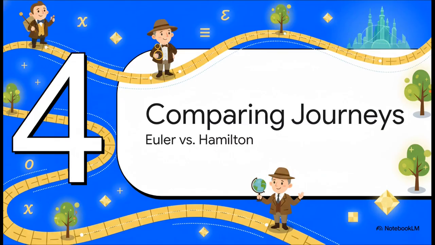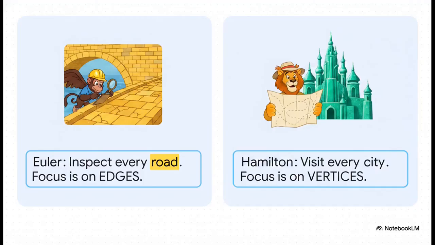Section 4, Comparing the 2 journeys. Let's put these 2 journeys side by side, because this is where our math literacy really gets put to the test. On side 1, we have Euler. Imagine you're a bridge inspector. Your job is to inspect every road and cross every single bridge exactly once. Your focus is strictly on the edges.